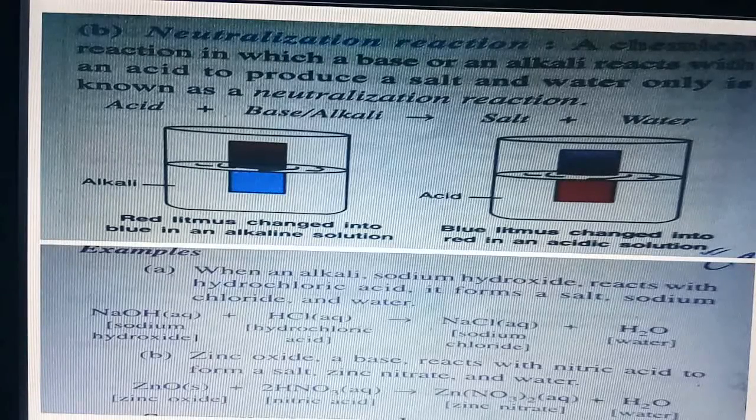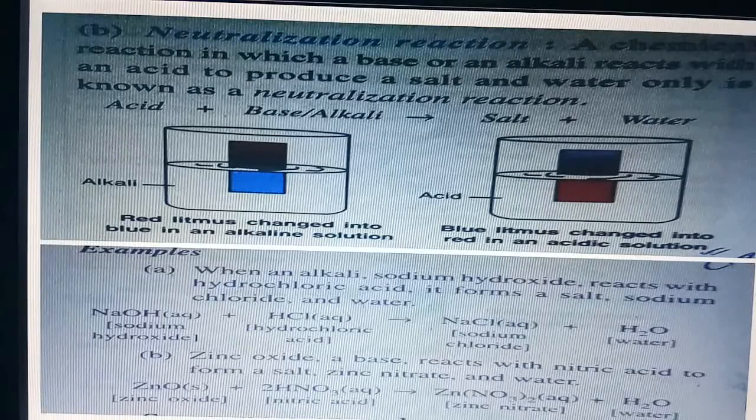So zinc oxide plus nitric acid gives zinc nitrate plus water. You can see here displacement is taking place. Zinc is coming in place of hydrogen, and hydrogen is going in place of zinc. Zinc is coming in place of hydrogen and forming zinc nitrate. Hydrogen is going in place of zinc and forming water. So double displacement, exchange of ions, is taking place.